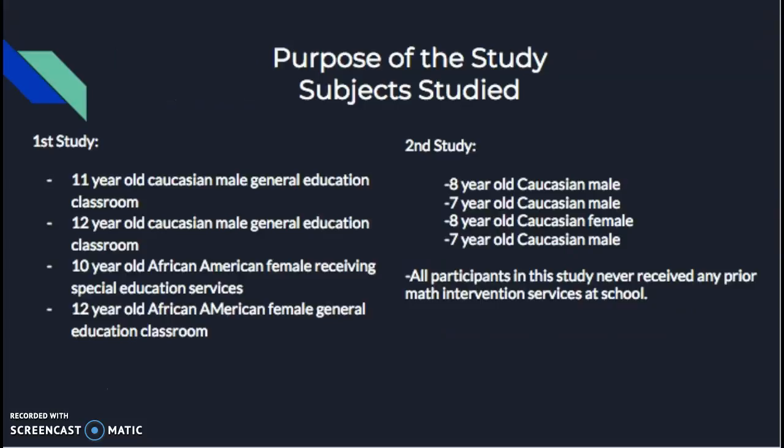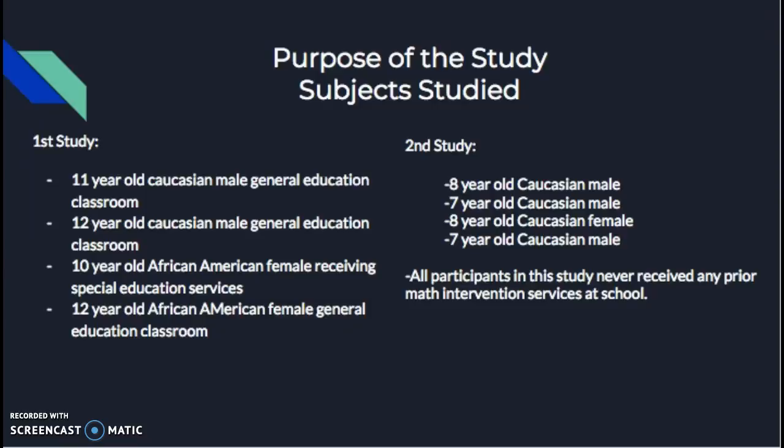Again, these were the subjects that were studied. There were two actual studies that occurred. In the first study, there were 4 participants: an 11-year-old Caucasian male from a general ed classroom, a 12-year-old Caucasian male from a general ed classroom, a 10-year-old African-American female receiving special education services, and a 12-year-old African-American female from the general education classroom. The second study was conducted with 4 participants: an 8-year-old Caucasian male, two 7-year-old Caucasian males, and an 8-year-old Caucasian female.